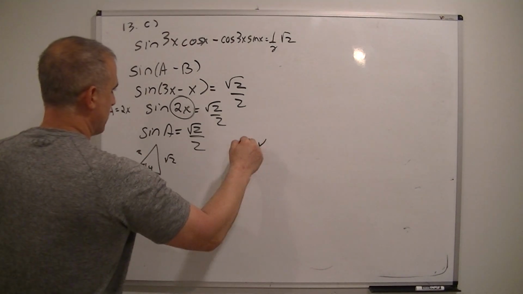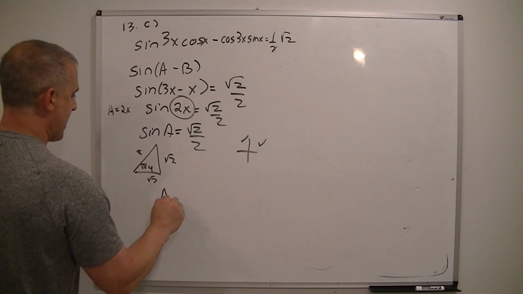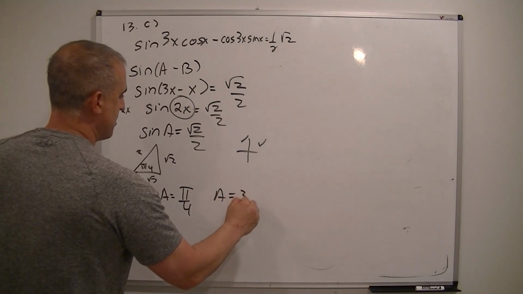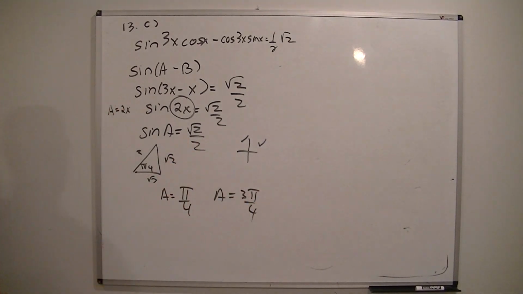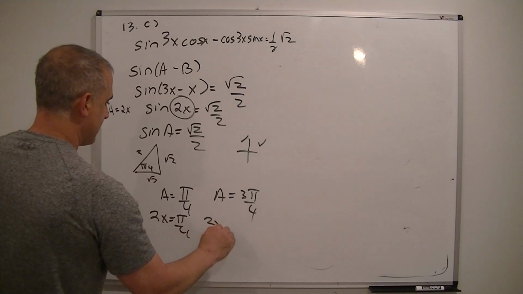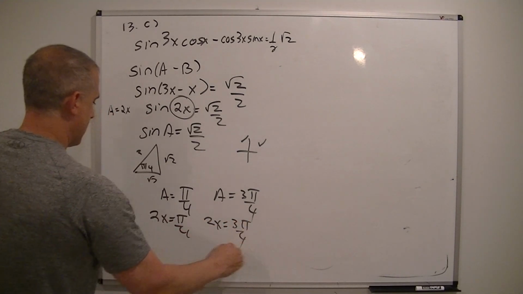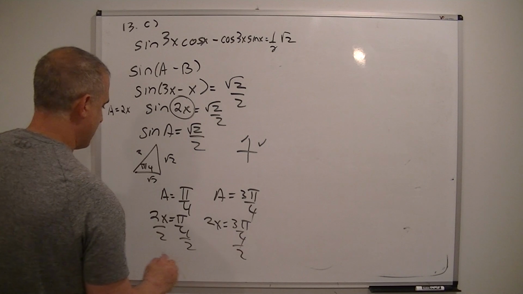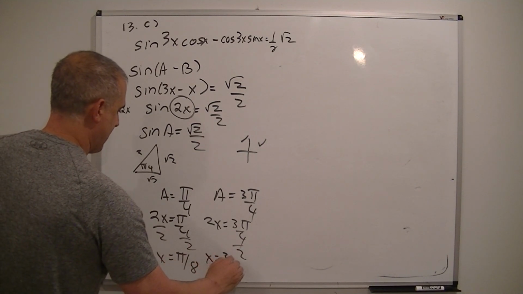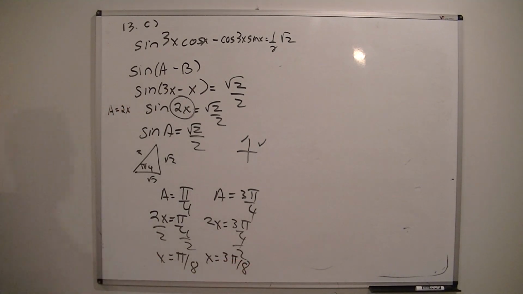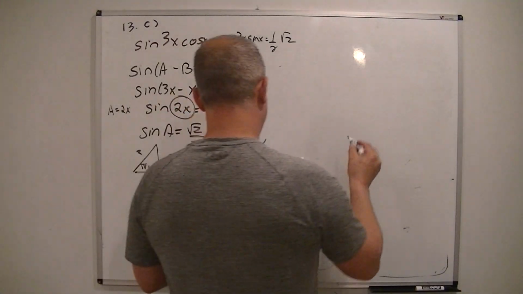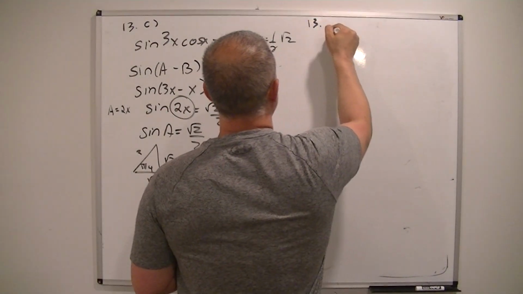Sine will be positive in this quadrant, this quadrant. So the A answer would be pi over 4, and the other A answer would be 3 pi over 4, because you can have 2 being positive. Now I'm going to put this back in with the x, and then I'm going to divide by 2, and what that's going to be is pi over 8 and 3 pi over 8. Okay? So that is that answer. Okay. All right. 13D, pretty tricky here.